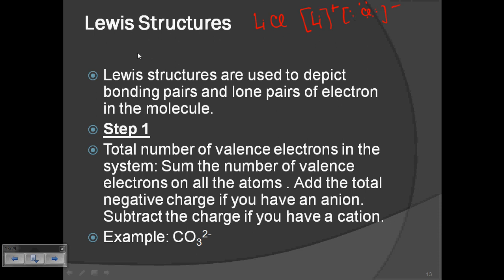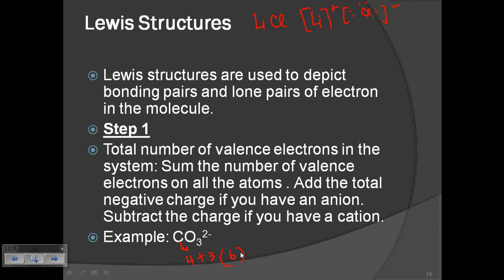So that's lithium chloride. That is for an ionic compound, but if you want to draw a Lewis structure for a covalent compound, there are 5 steps I recommend that you go through. Step 1, you find the total number of valence electrons in the system. So here carbon has 4 valence electrons, oxygen will have 3 times 6.